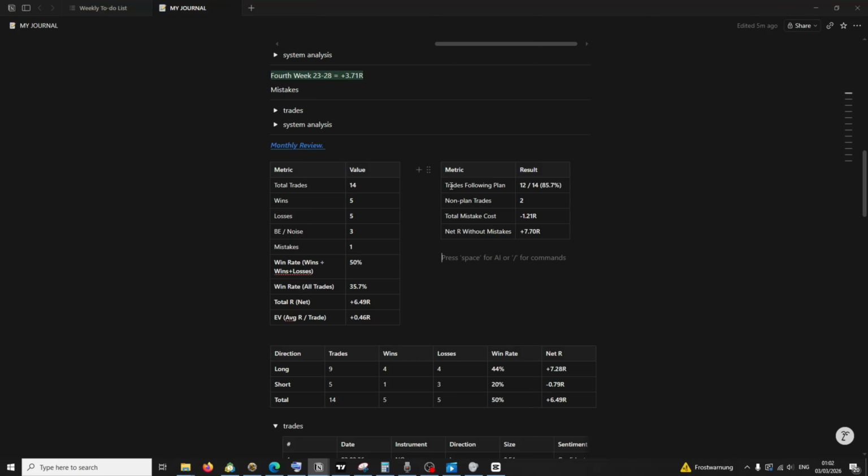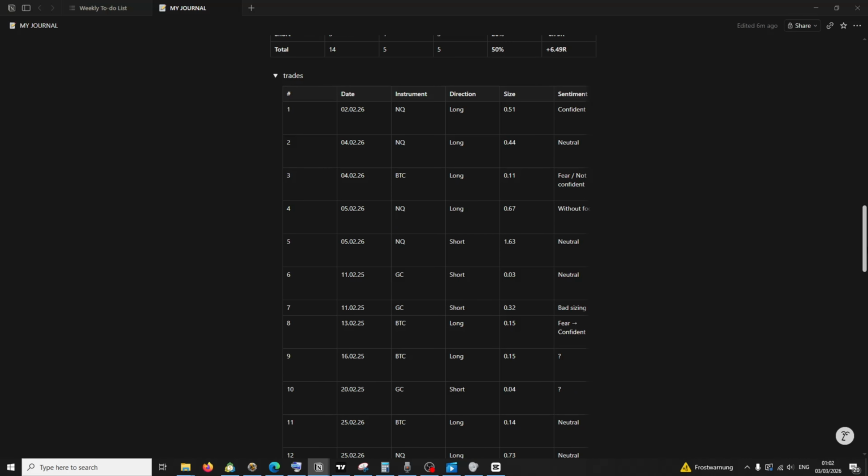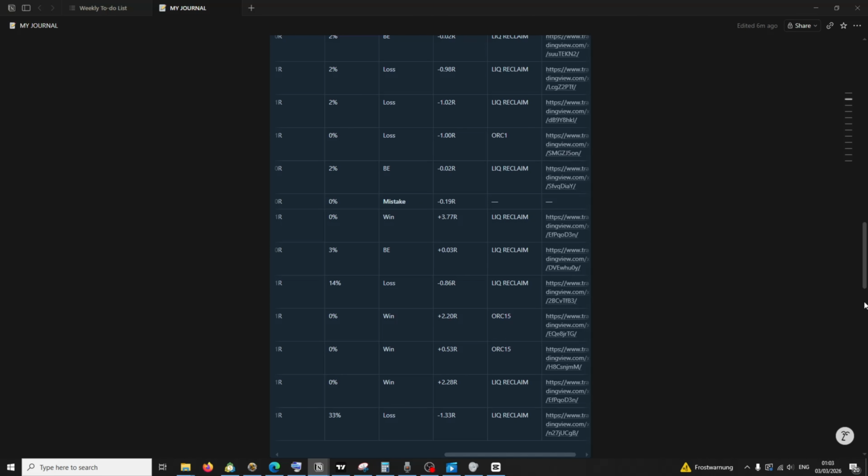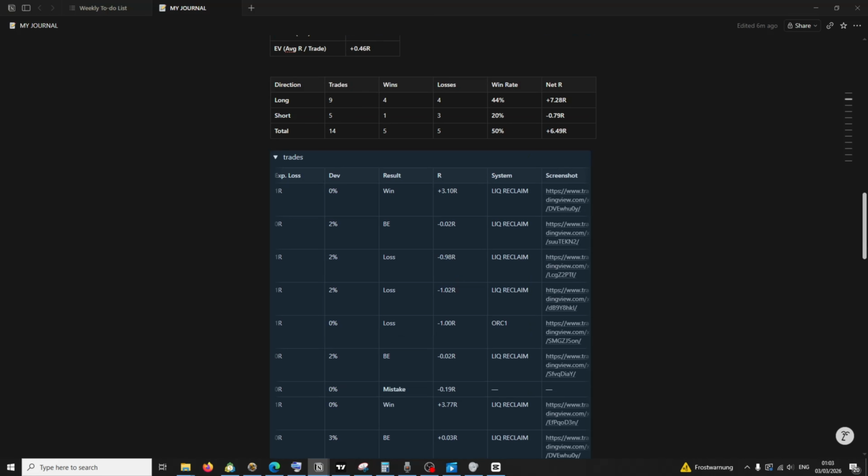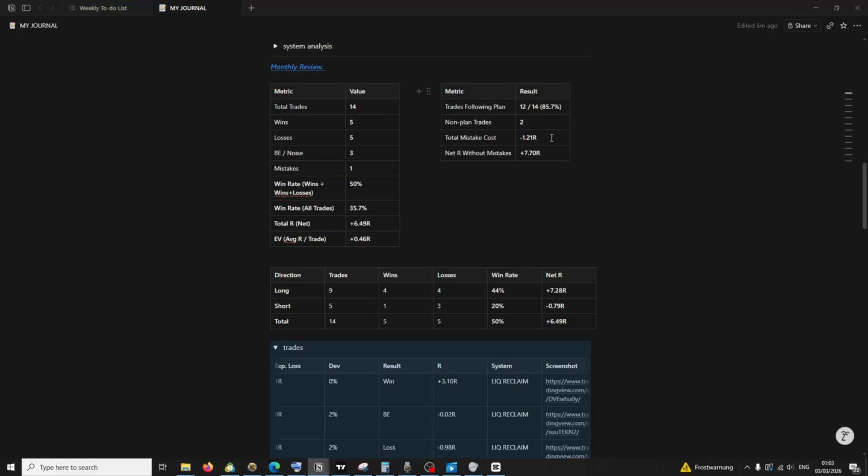Let's go to the other section. Trades following the plan, it was 12 from 14, almost 100%. I will be looking to increase that to 100% next month, or at least 90%. Non-planned trades, that was actually 1 with gold, and I don't even remember which one was the next one. Let me just check. Yeah, that was without focus and didn't really match the structure level, what should have happened. So without this mistake, we would have ended up almost 8 R in profit this month.